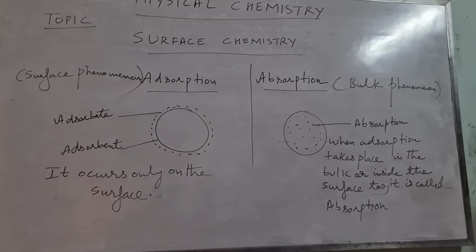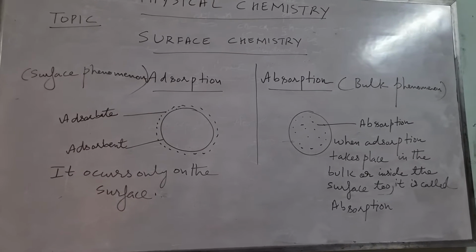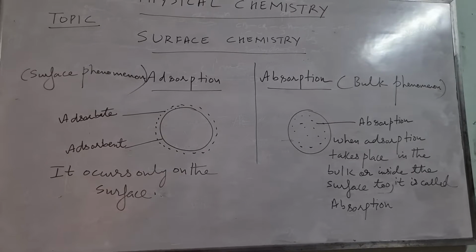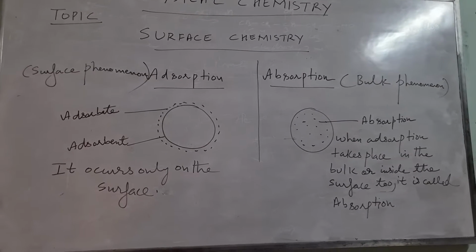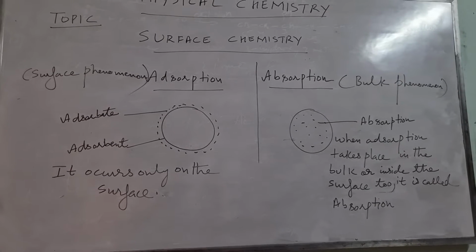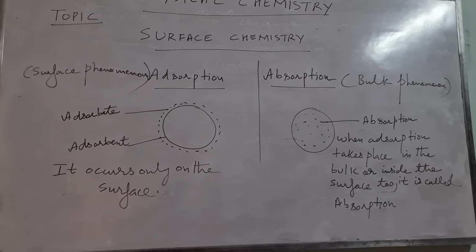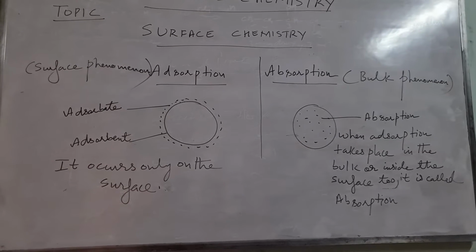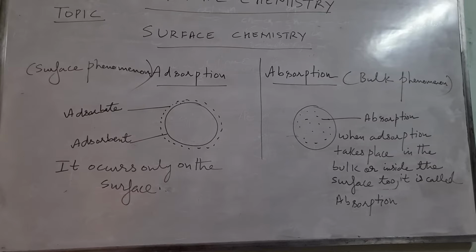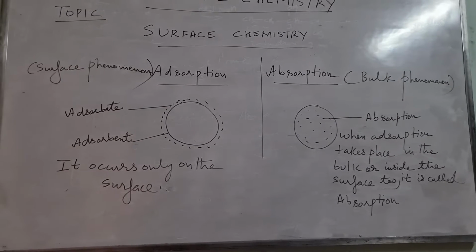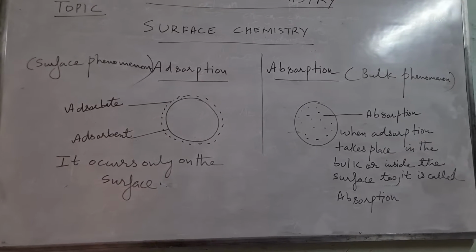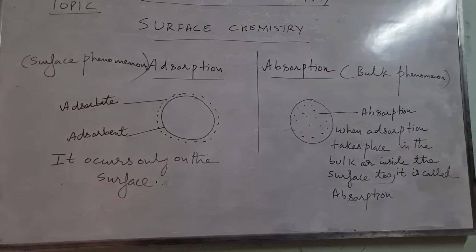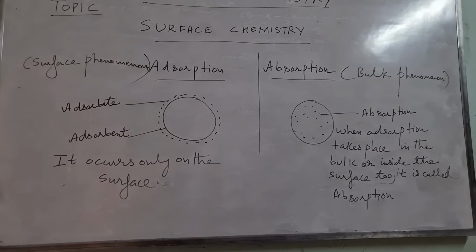Now coming back to surface chemistry. To understand surface chemistry, we have to go through two main phenomena. The first one is absorption. We all know absorption. For example, if you take a cotton ball and put it into water, after some time you will find the water has moved inside the cotton ball. This is what absorption is. Absorption occurs over the surface as well as inside the bulk.